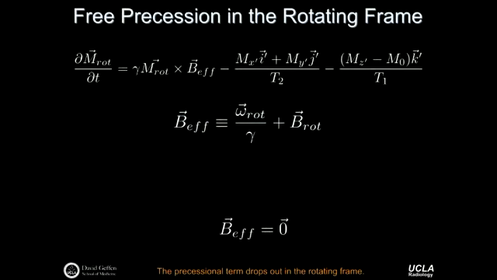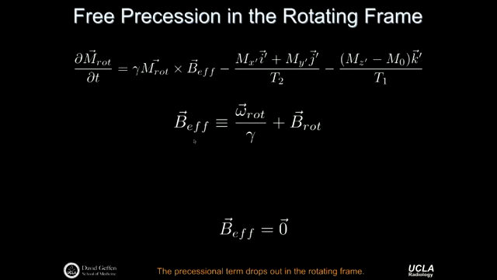So the thing we want to talk about then is how we introduce relaxation into our equation of motion. And we'll talk first about free precession in the rotating frame when we add relaxation. We know these were the Bloch equations in the rotating frame. We have these relaxation terms added.